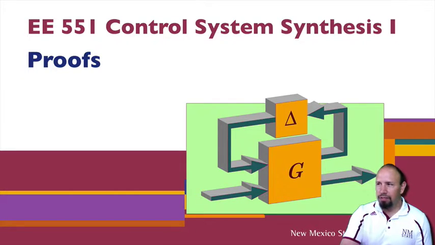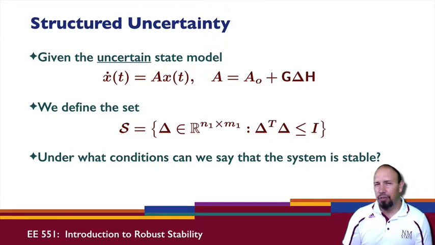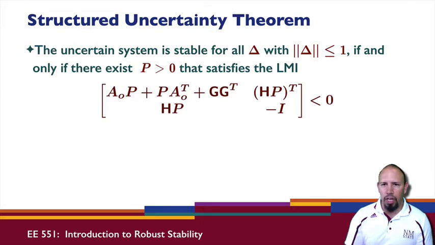Now we're going to look at the proofs of a couple of the things. We're not going to prove everything. We're going to prove a few things. All right, so first we're going to look at this uncertain state model where we have this kind of uncertainty. That is, the norm of delta is less than or equal to 1.